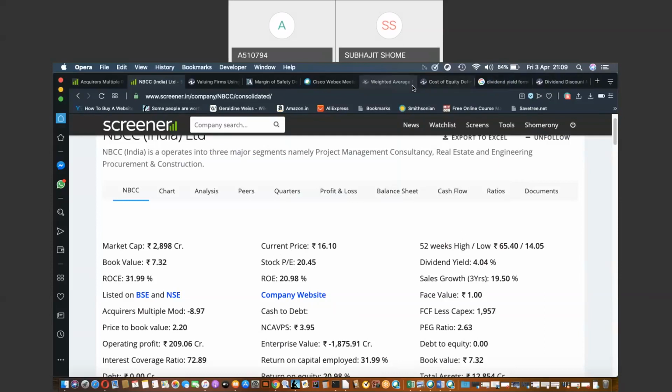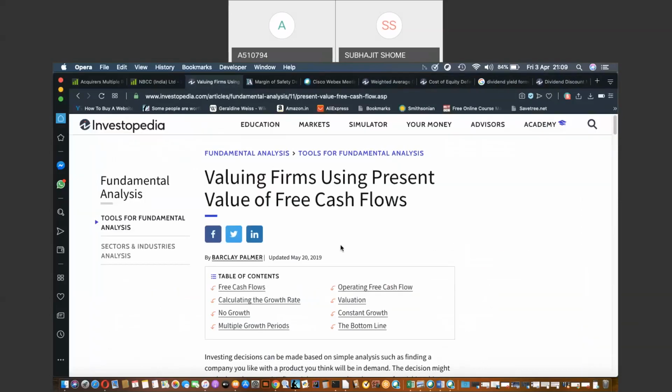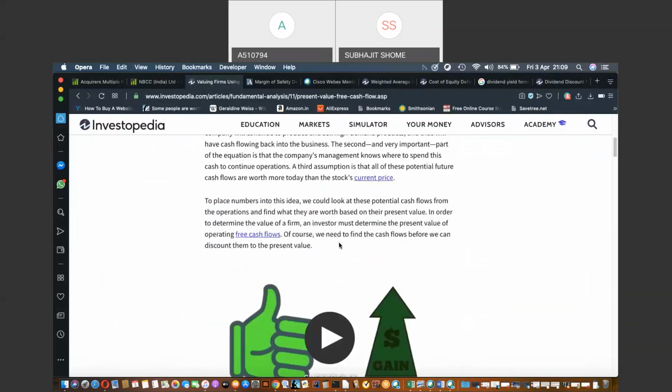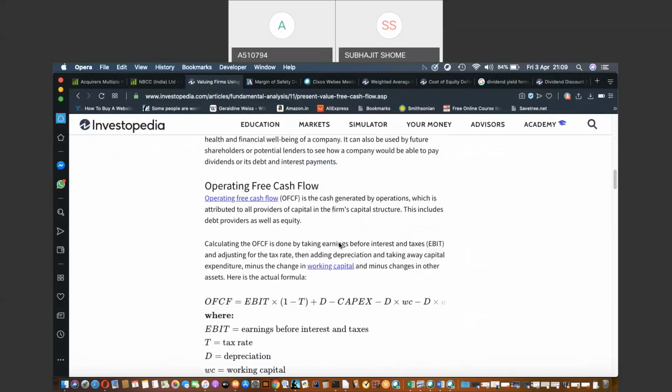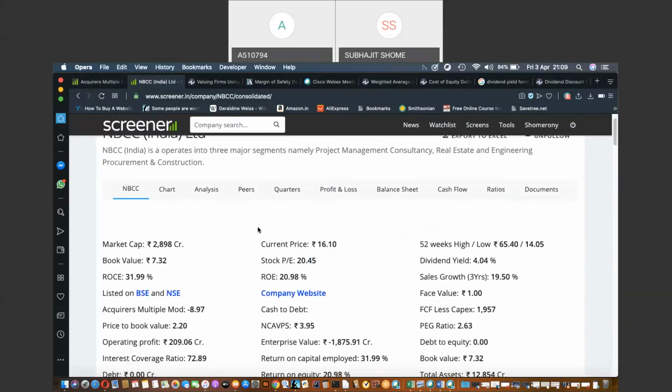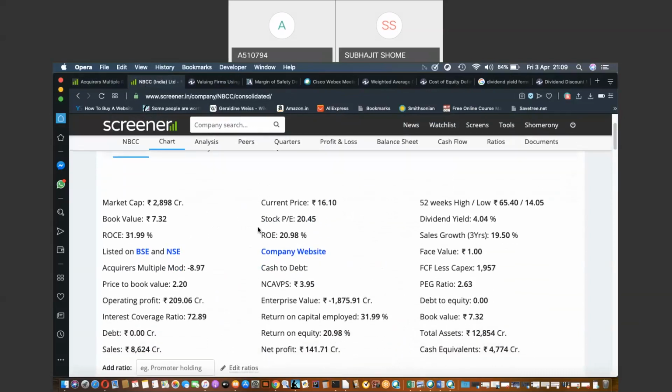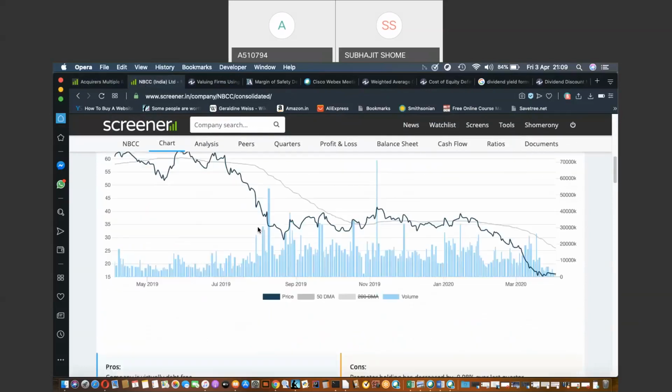Now we go for the second model. Out of that, let us see what we already have. We have earnings before interest and tax.